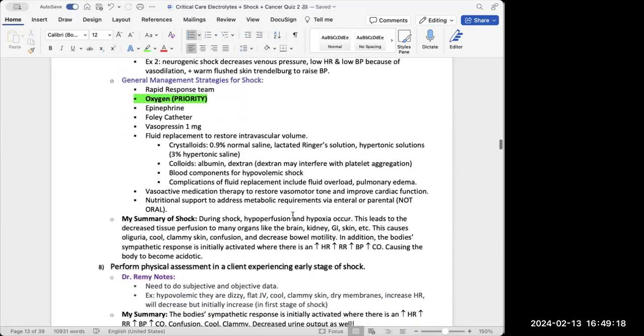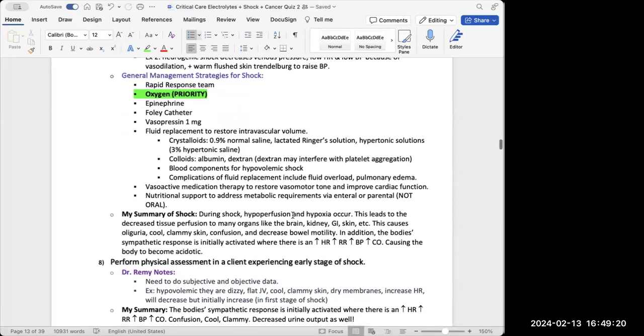And like I said, for general management, even though we have a bunch of different things we could do, like epinephrine, rapid response, Foleys, fluid replacements, vasoactive medications, oxygen is our priority.